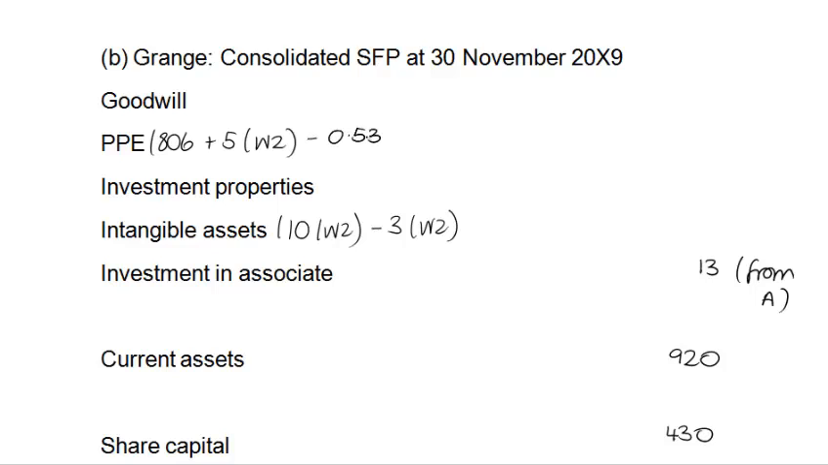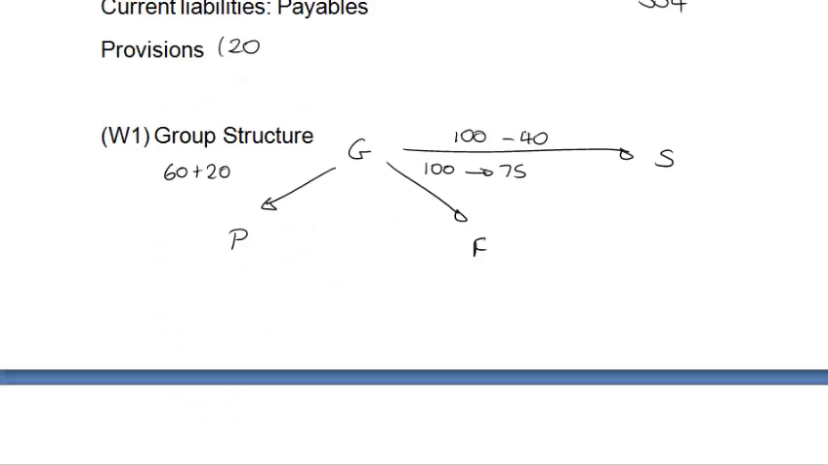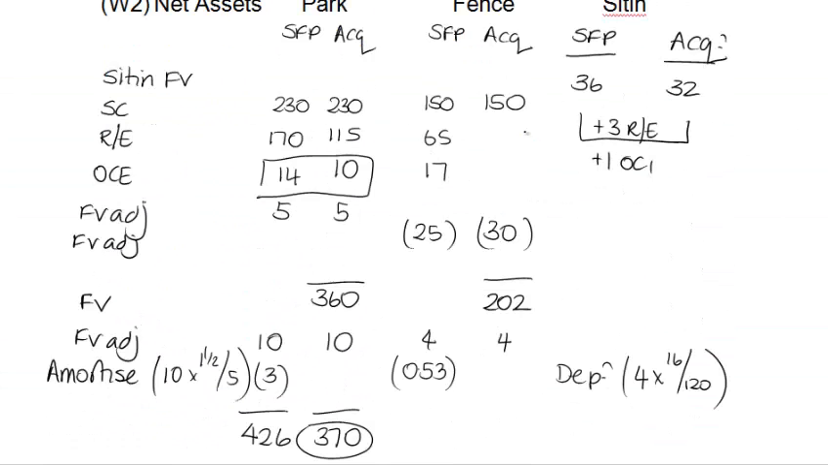minus 0.53 from working number 2. And of course, we've got the 4 million increase from working number 2 to deal with as well. The retained earnings of Fence were 73 and OCE was 9 at acquisition. So what have we got here? The retained earnings were 73 and OCE was 9.